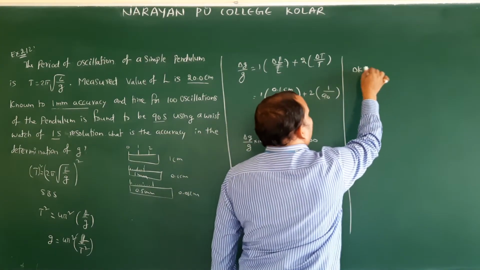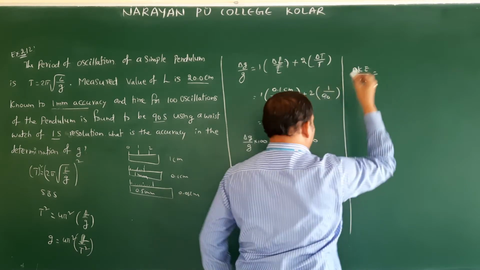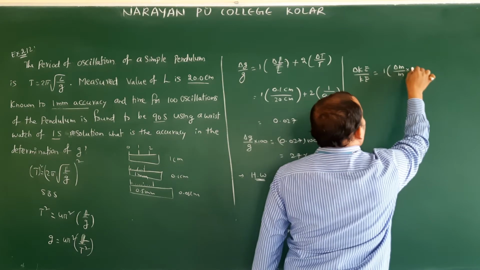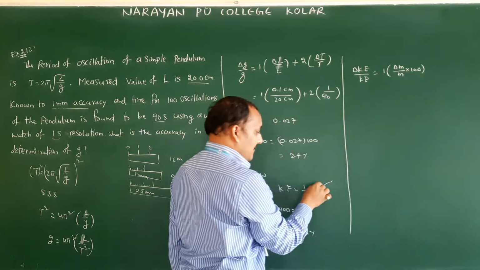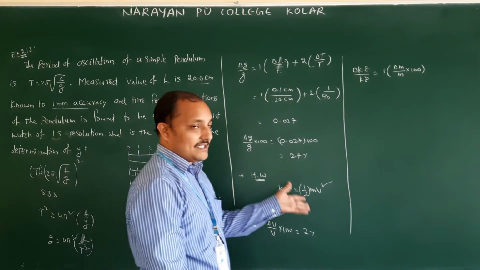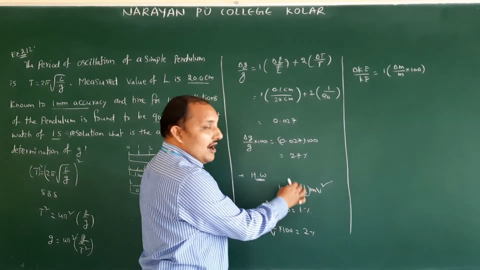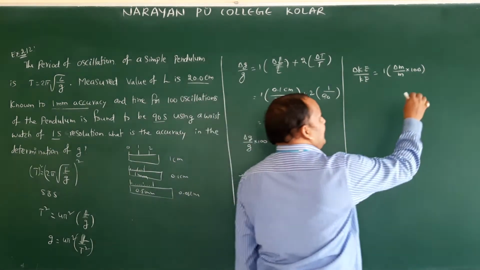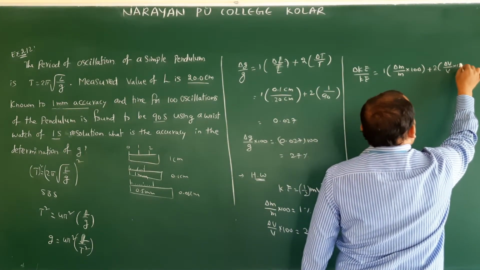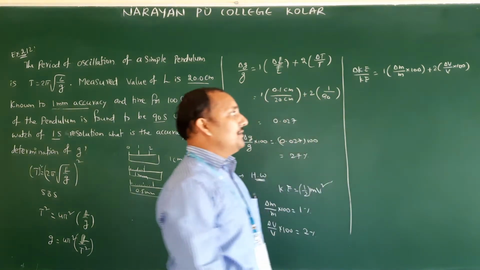So delta KE by KE is equal to 1 into delta m by m into 100, because m power 1. Because of the half, 1 by 2, you won't get error, either percentage error or relative error. Therefore, half you no need to take. Plus 2 into delta v by v into 100.